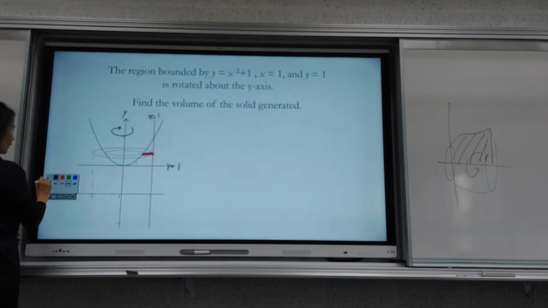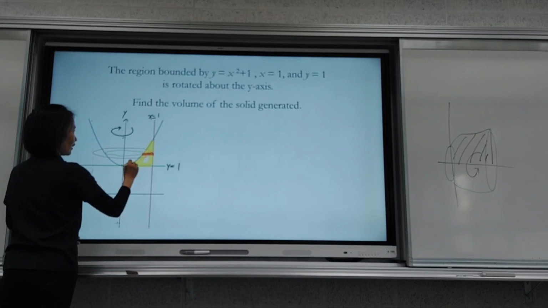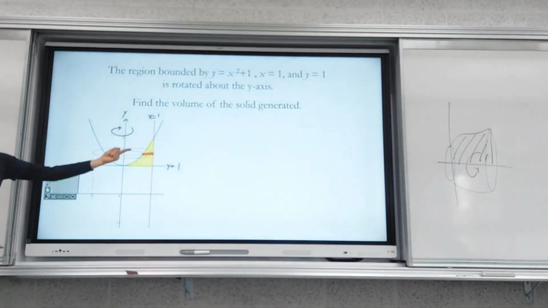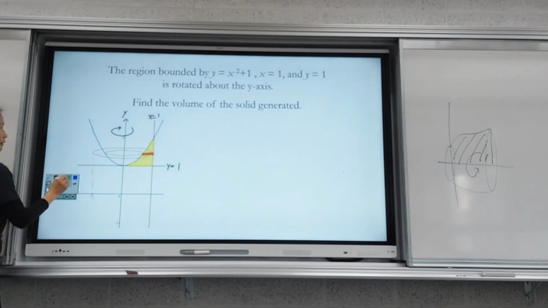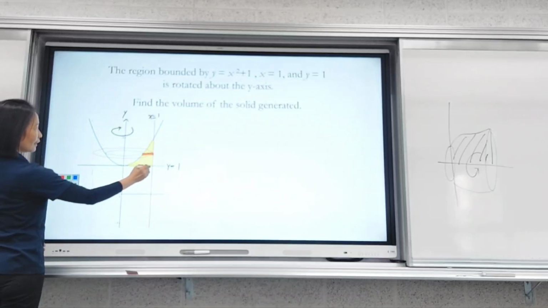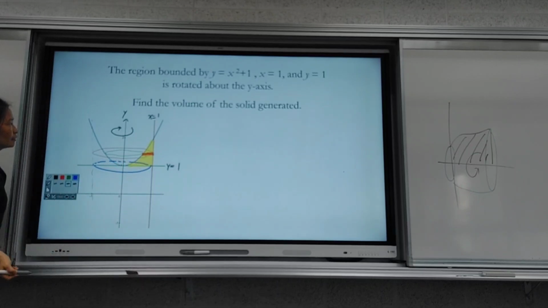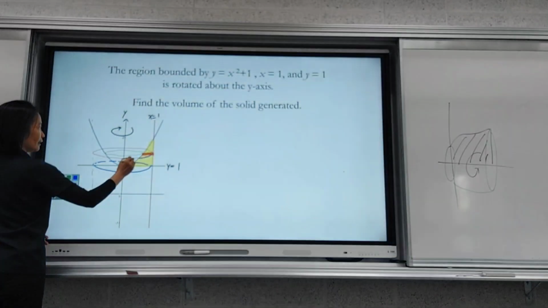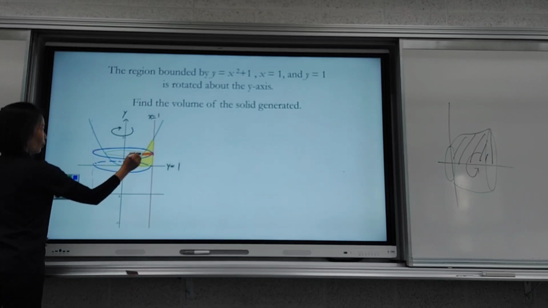So where is my area? The area is here, bounded by y equals 1, x equals 1, and that blue chunk. I'm going over this way. So the bottom here is going to be like this, right? And the middle chunk is going to be here. Inside there is a hole.